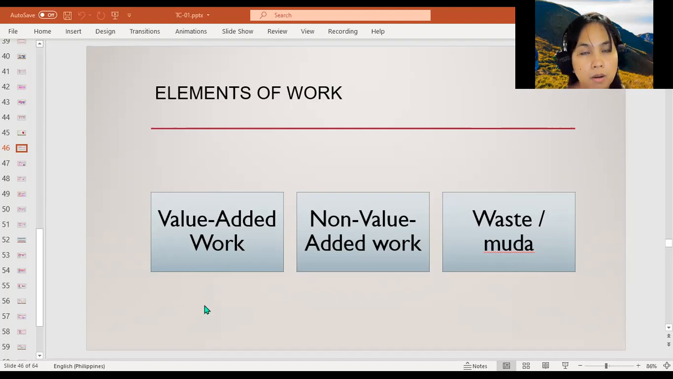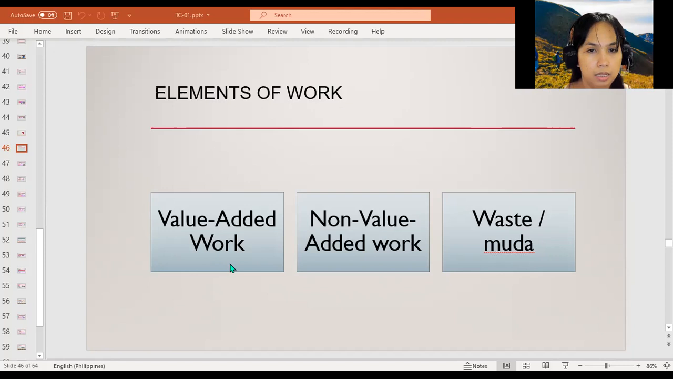One, the customer must be willing to pay for it. Two, the thing must change in form, fit, or function. And three, the work must be done right the first time. Now, if any of these three items are missing, the step or process is not value added.